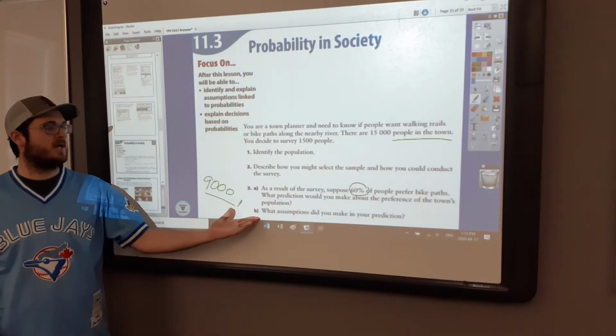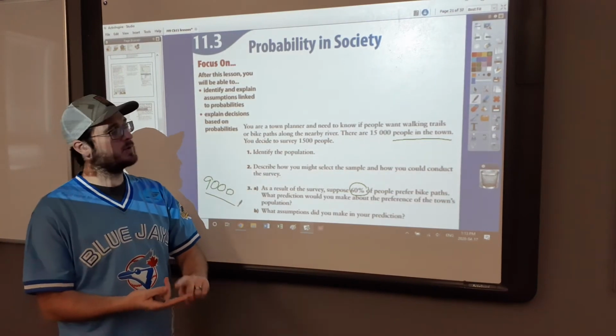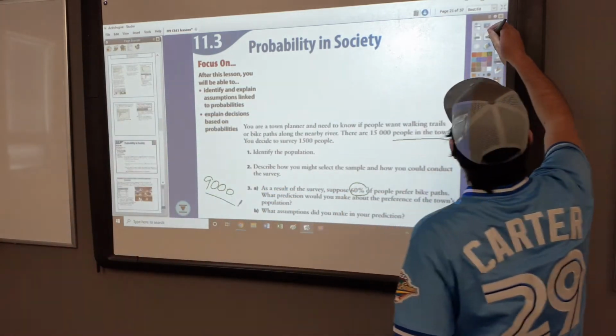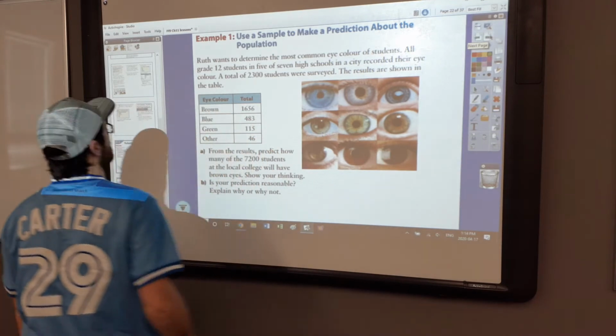What assumptions did you make? Well, we're assuming that the sample is big enough, and we assume that the sample is going to be reflective of the population. Okay, so we're going to be tackling a few questions similar to that in some of these examples in this last section.